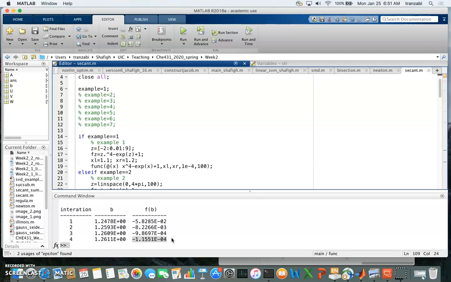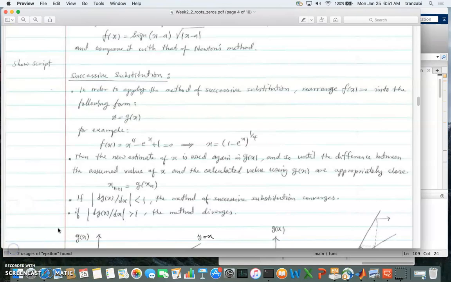Okay, so this was secant method. I hope this is useful. In the next video, we're going to talk about successive substitution. So stay tuned for the next video on finding the root using MATLAB, and thanks a lot for watching.